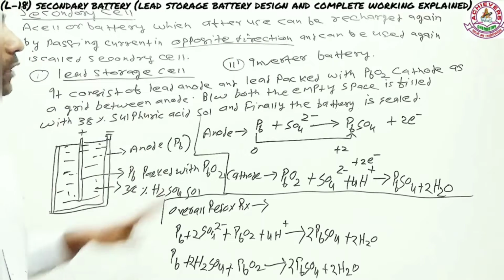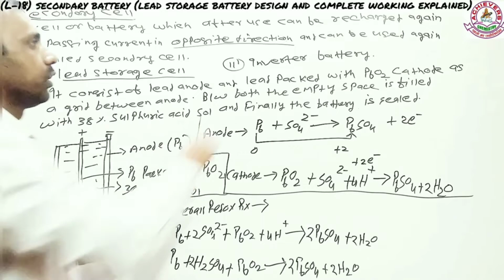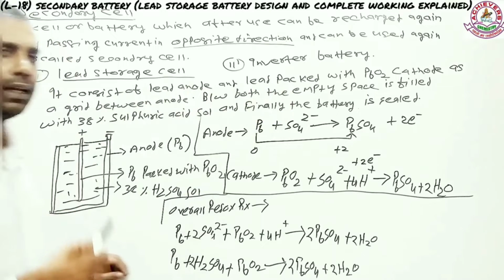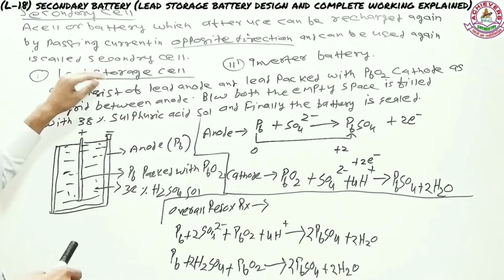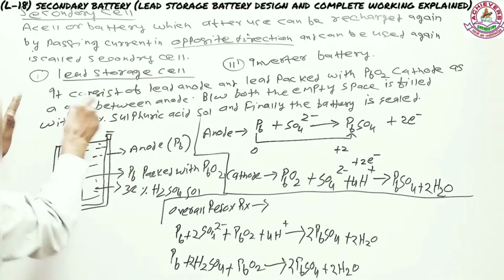Now, what are the common examples for secondary cell? You have inverter battery, you have lead storage cell, you have many more other cells, but we need to study in detail what this lead storage cell is. So what is a lead storage cell?